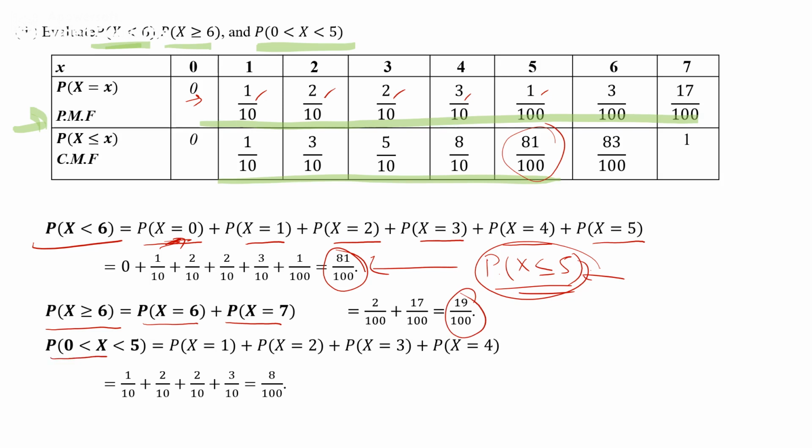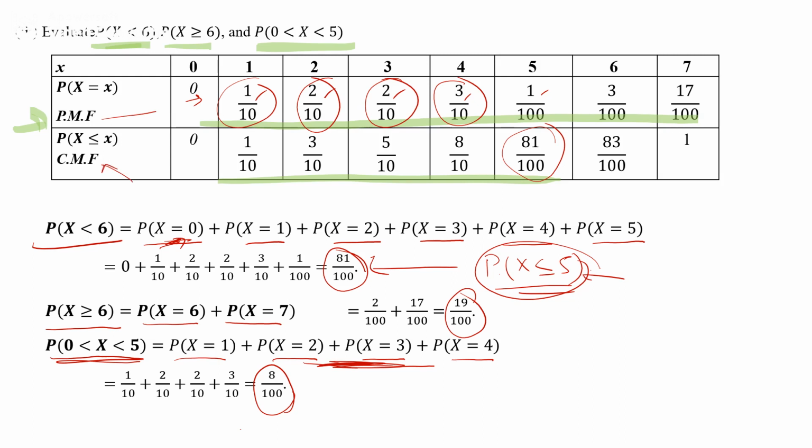When we say probability lies between 0 to 5, we add probability x equal to 1, x equal to 2, x equal to 3, and x equal to 4. We add all these 4, we get 8 by 10. So here you have to remember, these are the probabilities obtained with the help of the probability mass function. So don't confuse between the probability mass function and cumulative function.